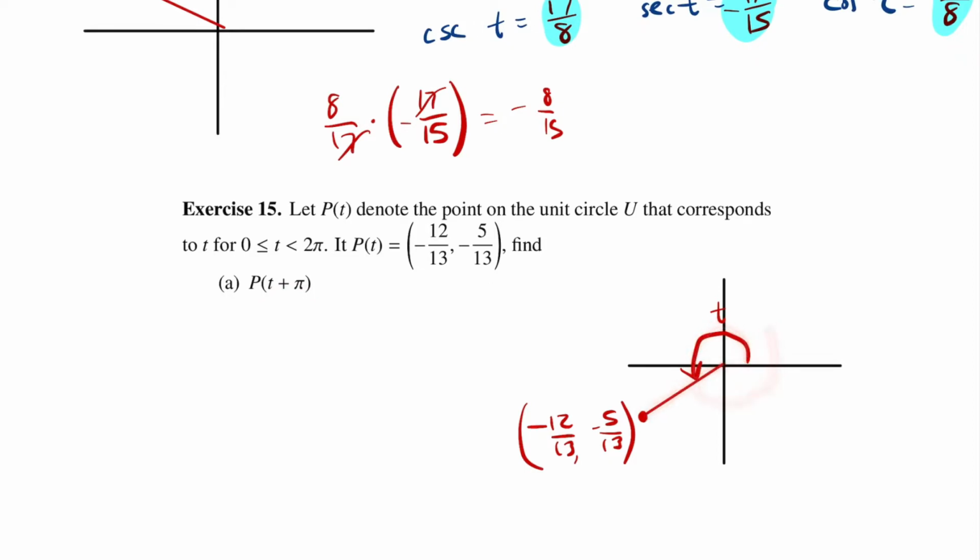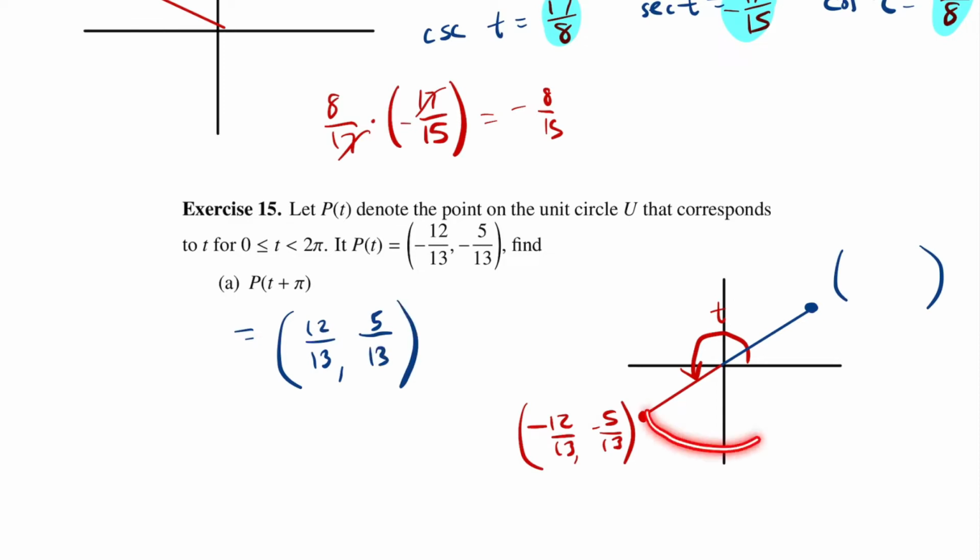Well, if you add pi to that, that's going to rotate this point 180 degrees. So now the new point would be directly across. That's 180 degrees. And so the new point would have to be in quadrant 1, which is going to be positive, positive. So the coordinates are the same. The values of the coordinates are the same, except now instead of negative, negative, they're positive, positive. It's positive, positive because we're in the 1st quadrant. So that is the final answer for that one.